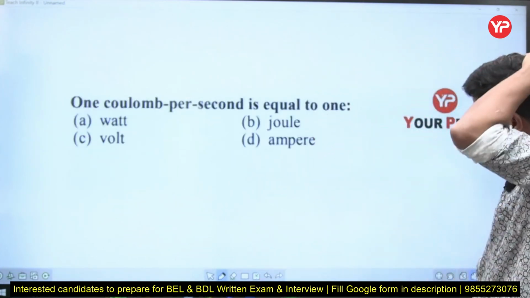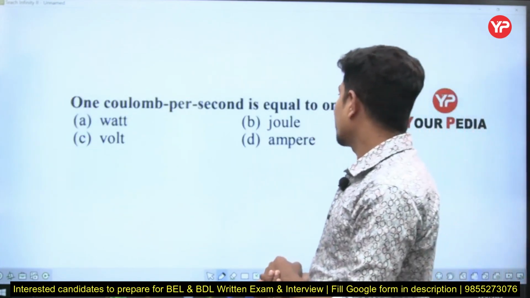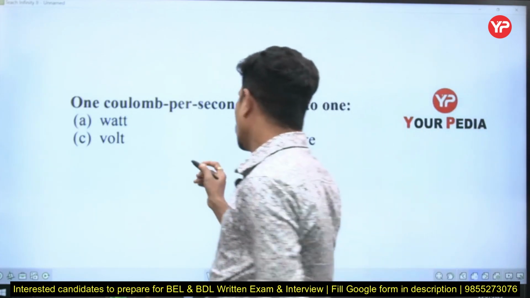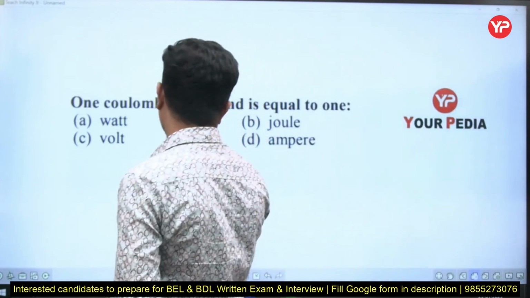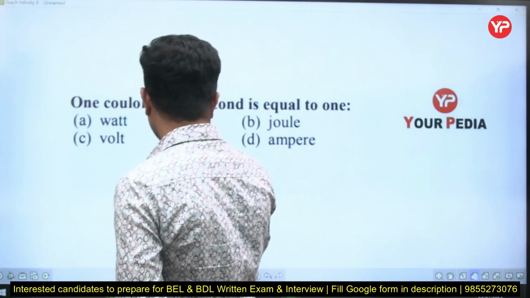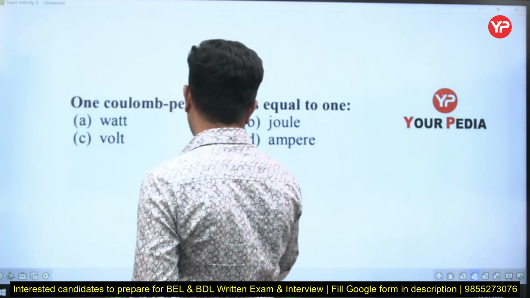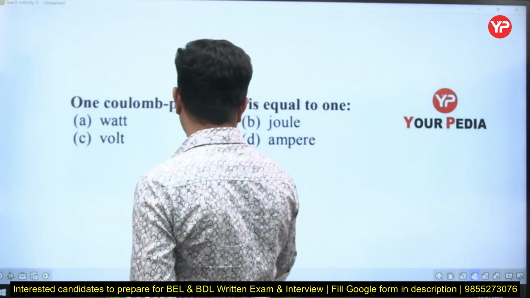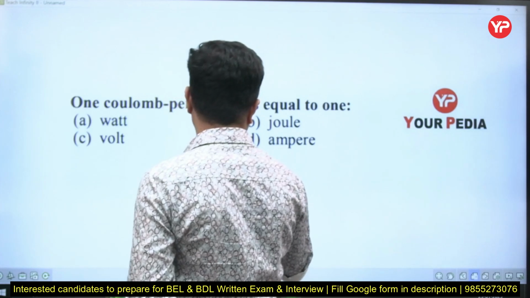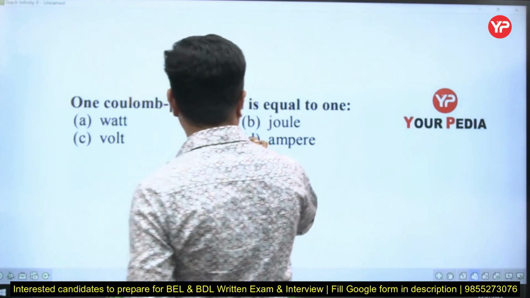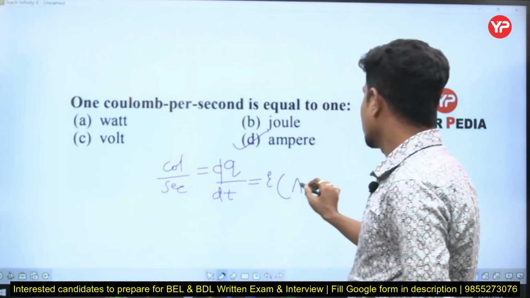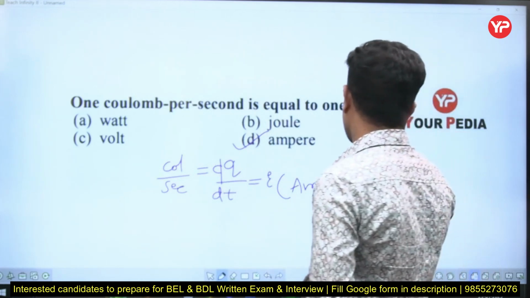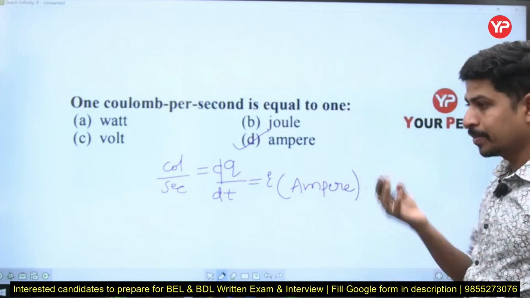Next question please. 1 coulomb per second is equal to what? A coulomb means charge, Q. Second is T. dq by dt is nothing but current I. So what are the units? Amperes. Current units are amperes, right? Option is D.